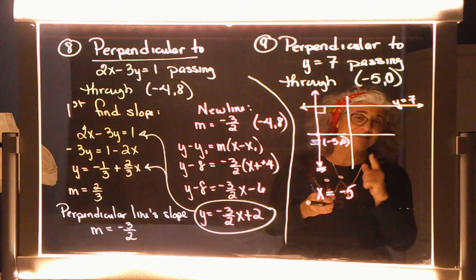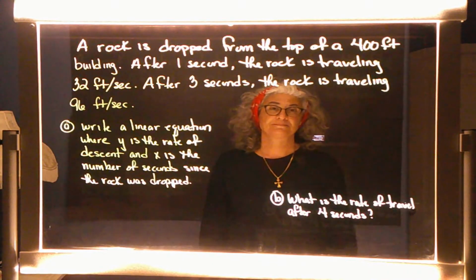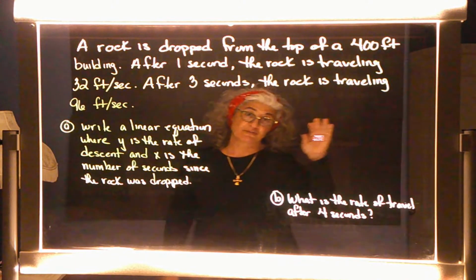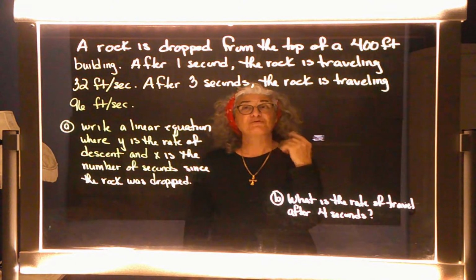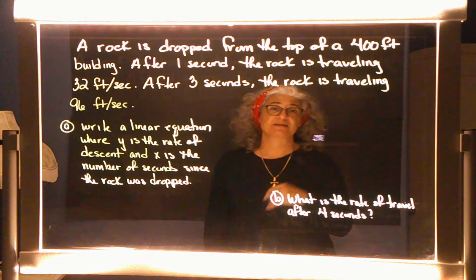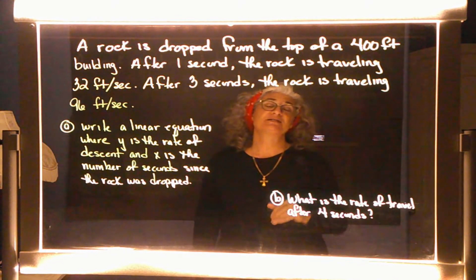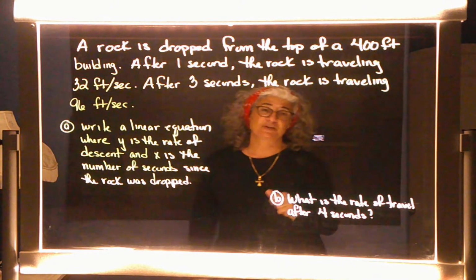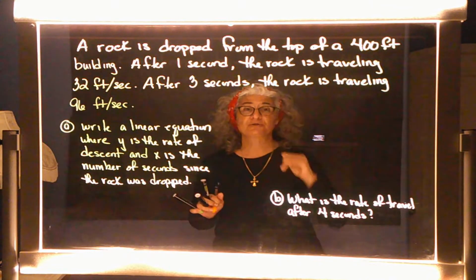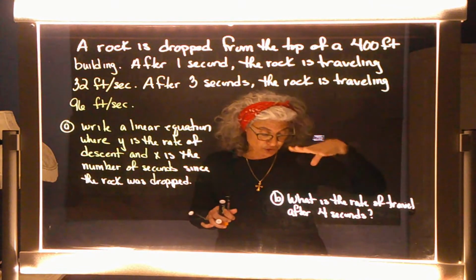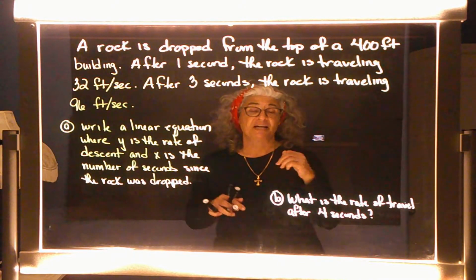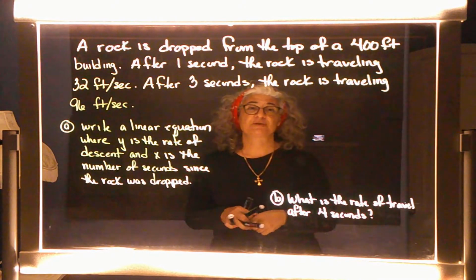Cool. Hang in there. Got a story for us. All right, so let's look at the story. A rock is dropped from the top of a 400-foot building. After 1 second, the rock is traveling at 32 feet per second. After 3 seconds, the rock is traveling at 96 feet per second. Okay, got an idea of what's going on. Top of a 400-foot building, dropped a rock. After 1 second, it travels at 32 feet per second. After 3 seconds, 96 feet per second.